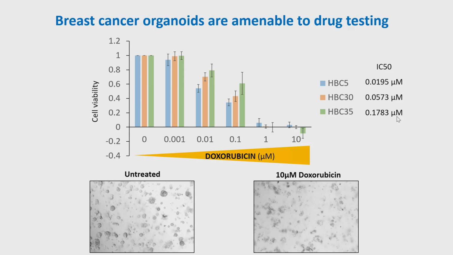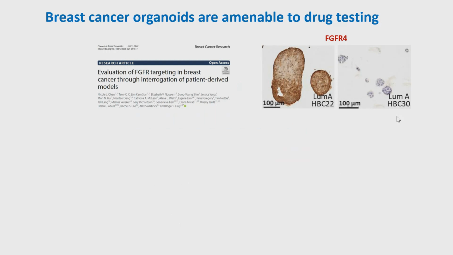More recently, we've decided to use an approach where we can identify potential drugs based on their mutation profile. So we were really interested in FGF receptor targeting and really looking at a specific target called FGF receptor 4. And this study was published in Breast Cancer Research in 2021. We screened all the organoid lines that we generated for FGF receptor 4 and identified 2 lines, the HBC22 line and HBC30 line. HBC22 expresses very high levels of FGF receptor 4, while the HBC30 does not express this receptor.